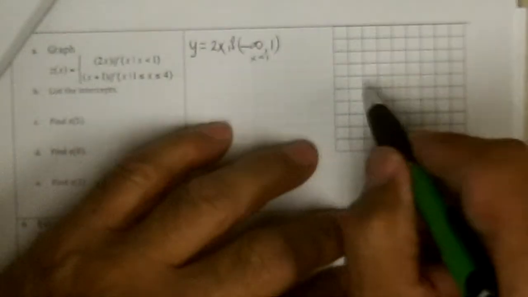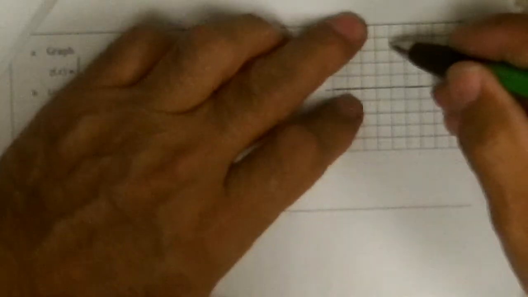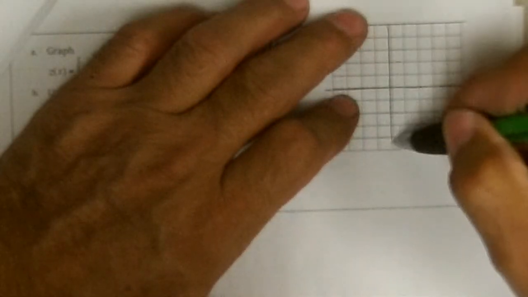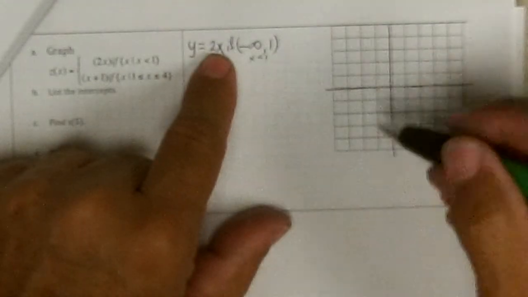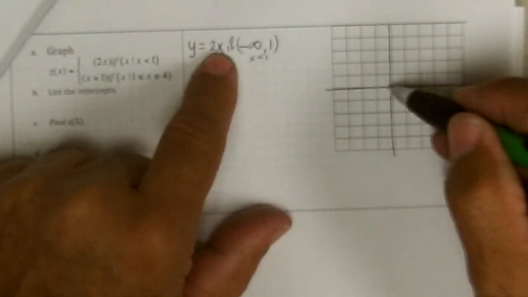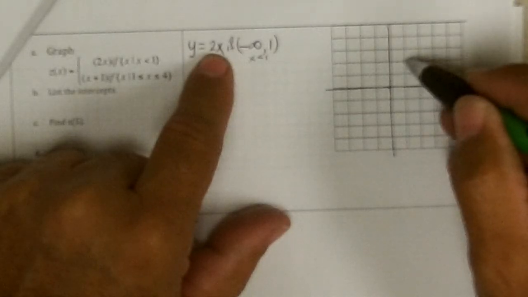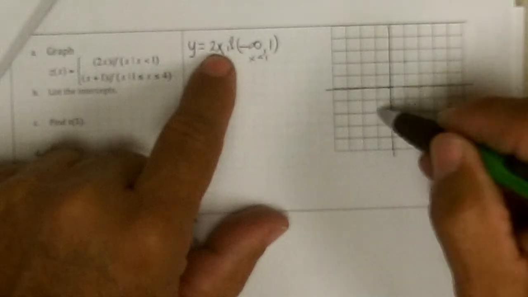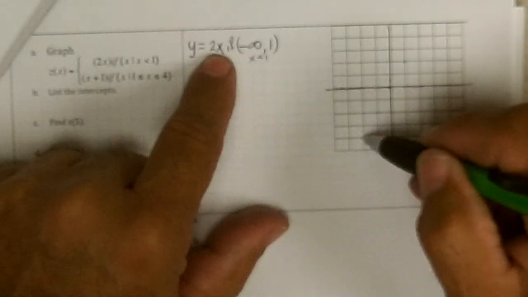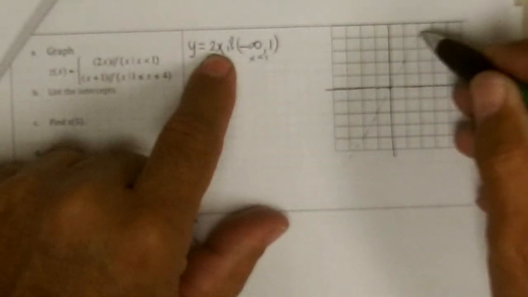So if I go to the graph, make my axis, and I try to draw y equals 2x. If x is 0, 2 times 0 is 0. If x is 1, 2 times 1 is 2. If x is 2, 2 times 2 is 4. Minus 1 would be minus 2, minus 2, minus 4. That would be there.